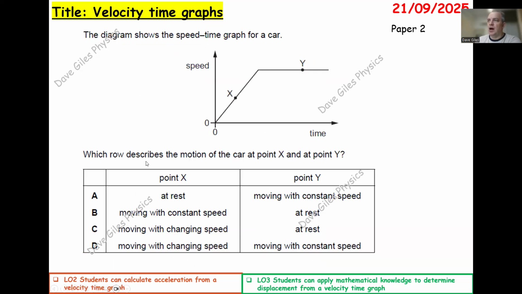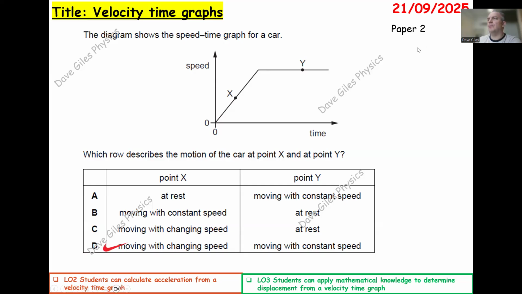Speed time graph for a car. Which row describes the motion of the car at point X and at point Y? So at point X, it's 2 seconds. It's moving with changing speed. It's accelerating, so it's changing. And at Y, if it was down here, then it would be stationary, but it's not. It's already reached the speed, so it is moving at a certain speed. So it is moving with a constant speed. So the answer is therefore D.